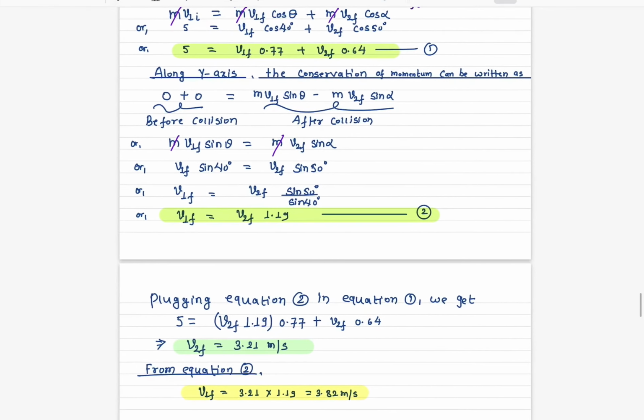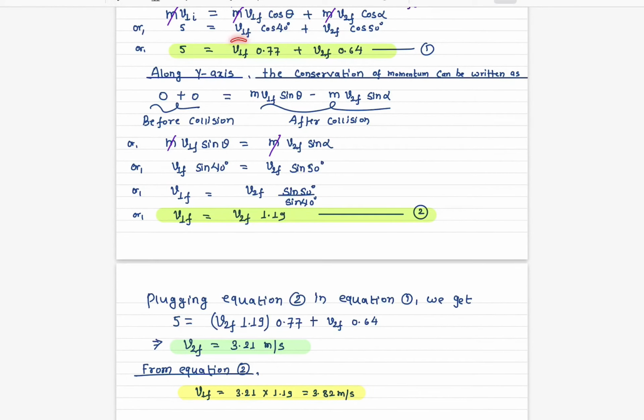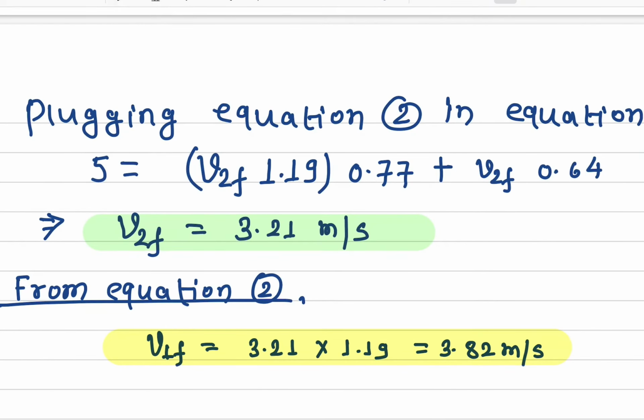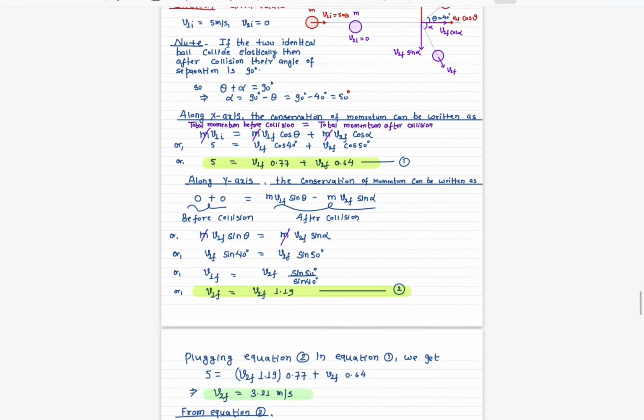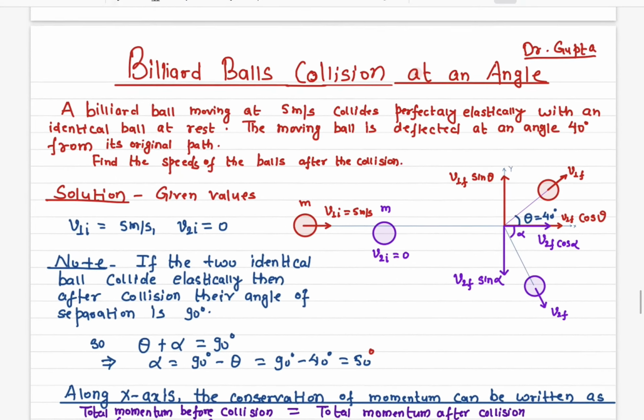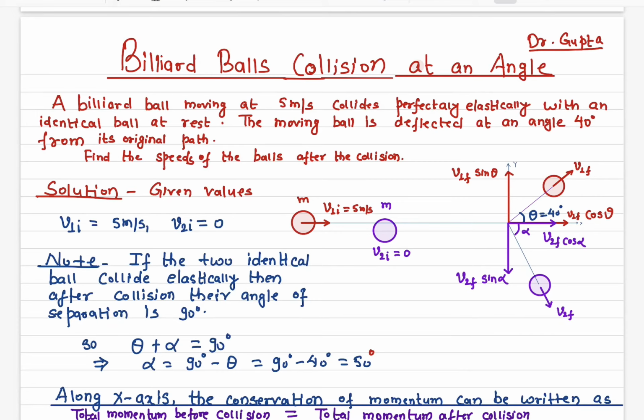I'm just plugging in. You see here we have 5, and instead of v1f I'm using v2f times 1.19, times 0.77, plus v2f times 0.64, and then solve it. After solving, what you get is 3.21 meters per second. That's the velocity of the second ball. Once we know v2f, we can plug it back into this equation and solve for v1f, which is 3.82 meters per second. So that's how we calculate the speed of the balls after the collision.